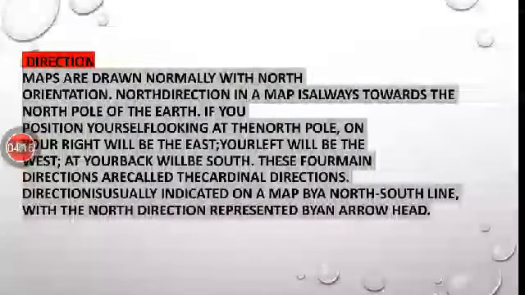So when we talk about directions, maps are drawn normally with north orientation. North direction in a map is always towards the North Pole of the earth. If you position yourself looking at the North Pole, on your right will be east, your left will be west, your back will be south. These four main directions are called the cardinal directions, usually indicated on a map by a north-south line with the north direction represented by an arrow head.